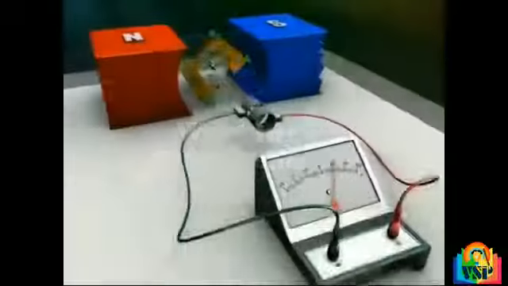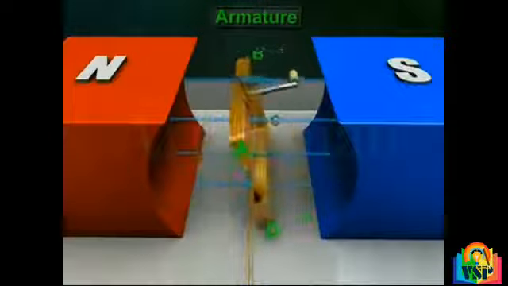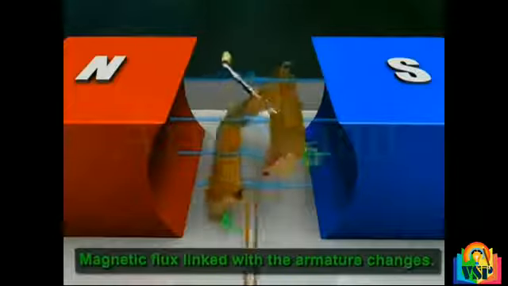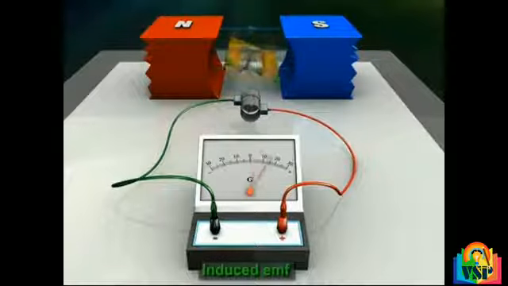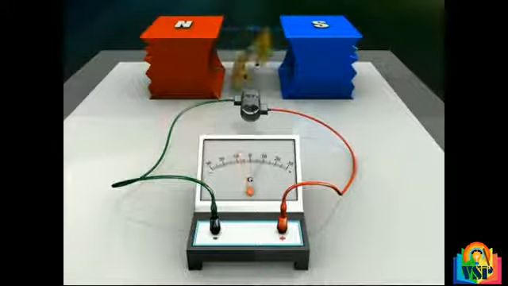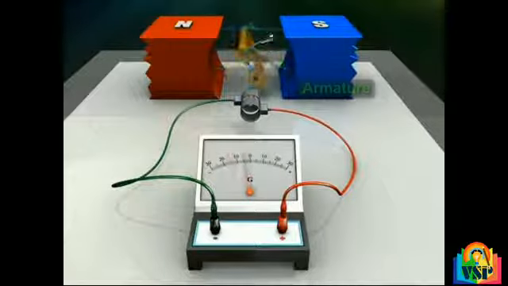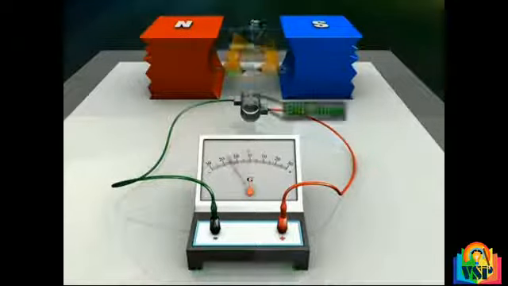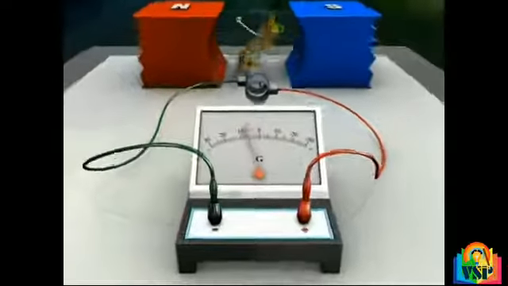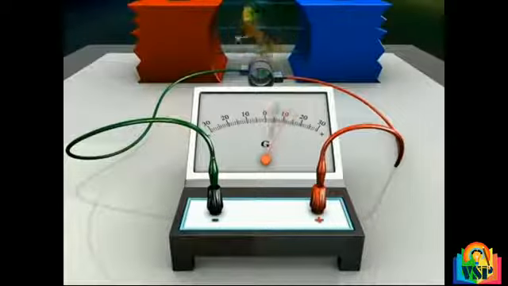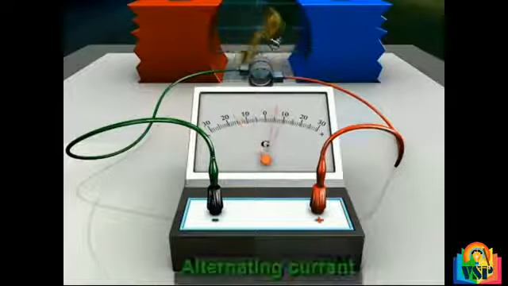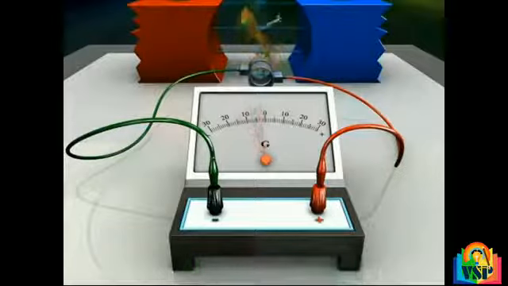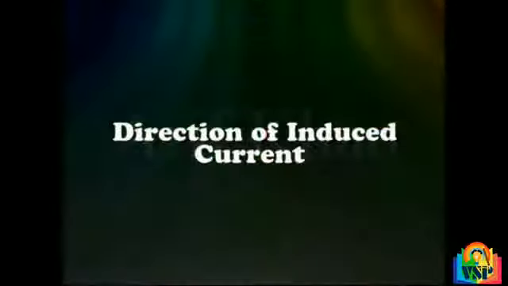So how the current is generated, we have to know. Working of an AC generator: if the armature moves, the flux linked with the coil changes. The magnetic flux linked with the armature changes, so an induced current is developed in the coil, and from the galvanometer we can see the reading, the deflection. The current passes through the armature, the slip rings, brush 1 and brush 2, and then through the galvanometer. This current is alternating current, meaning continuously varying current.